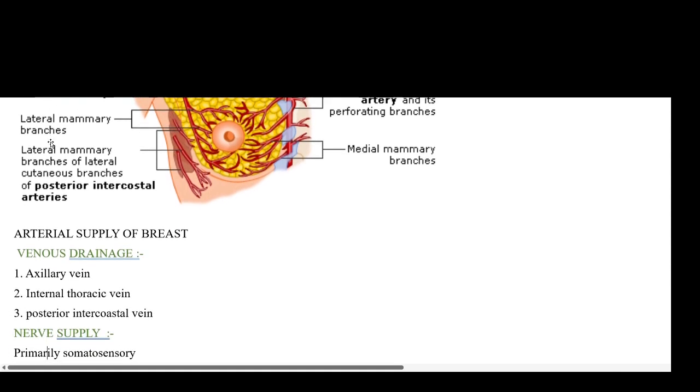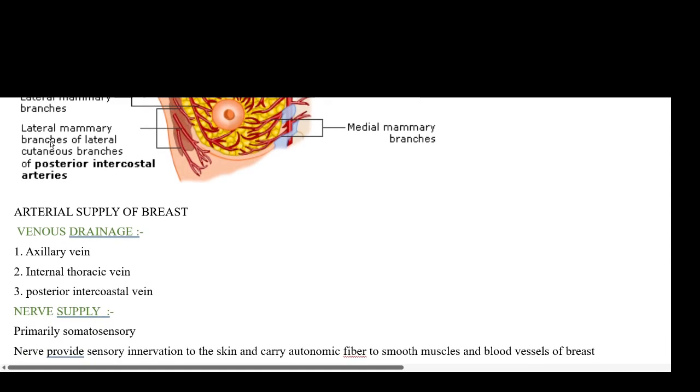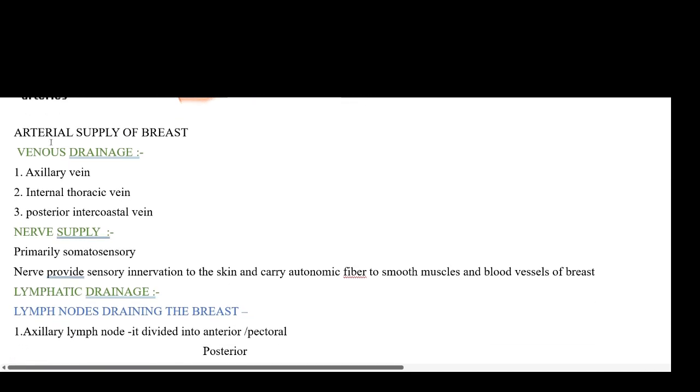Then we will see the venous drainage. Venous drainage is along with the corresponding arteries, which are the axillary vein, internal thoracic vein, and posterior intercostal vein. Now we will see the nerve supply. It is primarily the somatosensory nerve supply. We have already studied the nerve supply in the nipple region, that it is mostly supplied by sensory innervation. So it is the most sensitive part of the breast, which is stimulated by tactile stimulation.